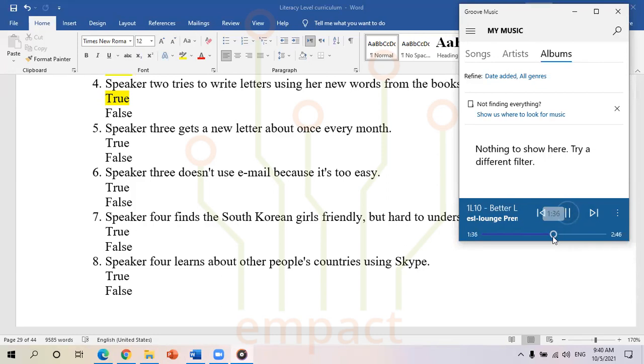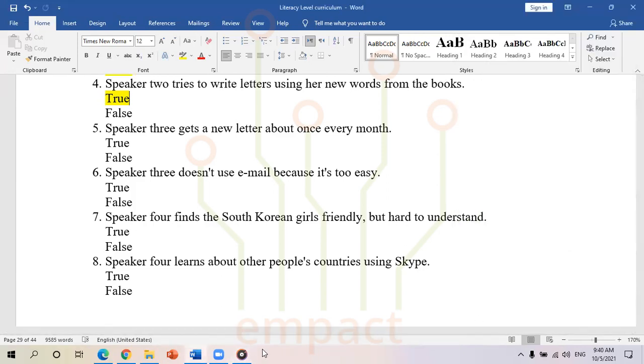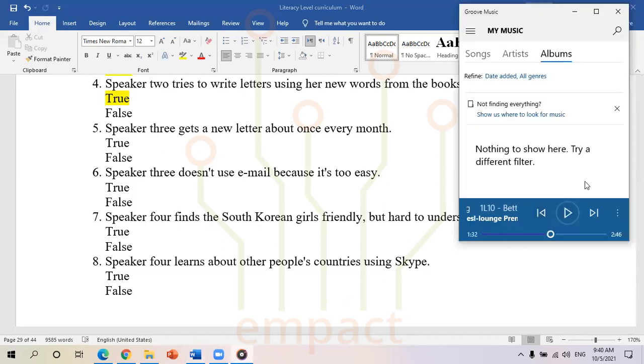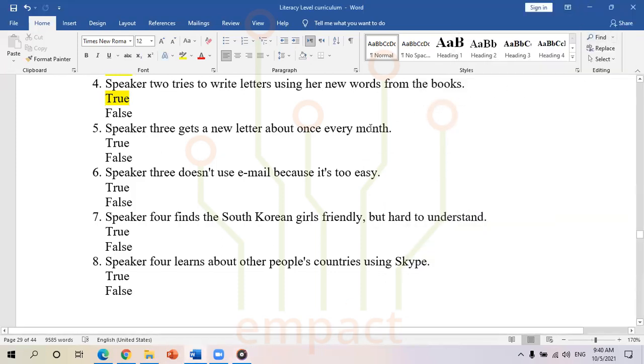And it's special. Every week, I get a letter from one of them, and I write a reply.